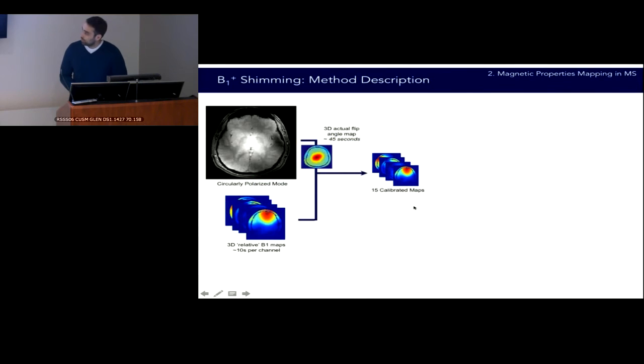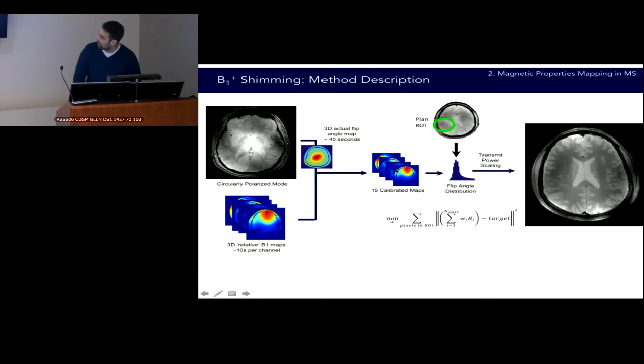Algorithmically, what this corresponds to is we would acquire images for each individual transmit coil, and each of these individual images would be acquired with a fairly short TR and a low flip angle for low T1 weighting, and then we would scale them by what are called actual flip angle maps. So flip angle maps acquired using a calibrated measurement of B1 with the coil driven in circularly polarized mode.